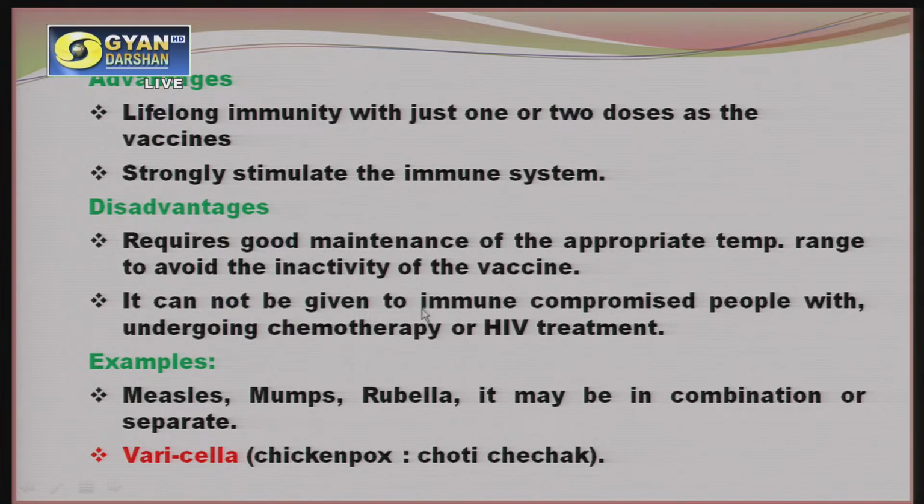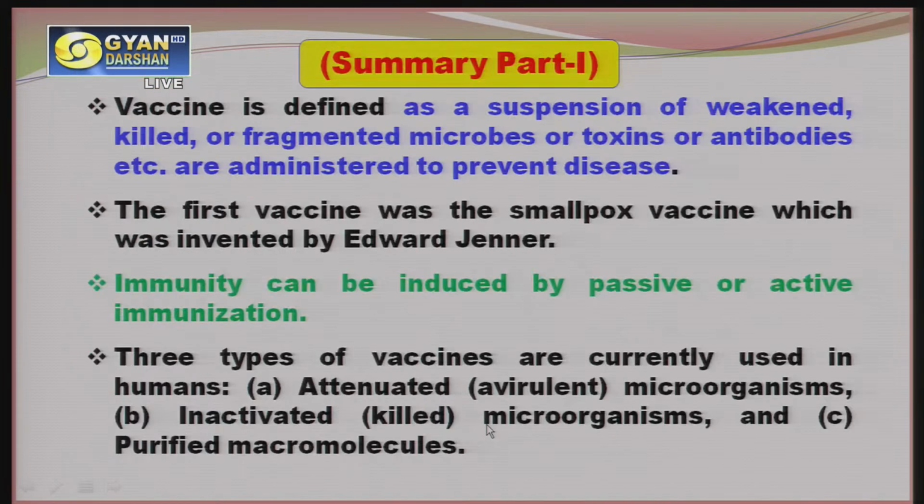Another very important disadvantage is that it cannot be given to immunocompromised people who undergo chemotherapy or HIV treatment. Examples: measles, mumps, rubella, which can be given in combination or separately, and varicella, chickenpox, and choti chechak. These are the various examples of this category of vaccines.